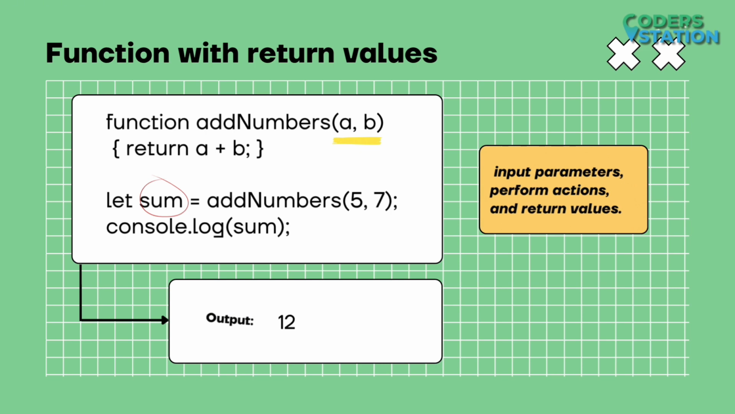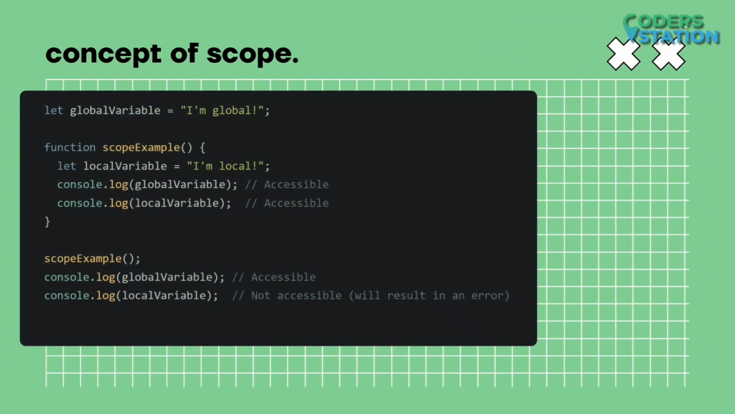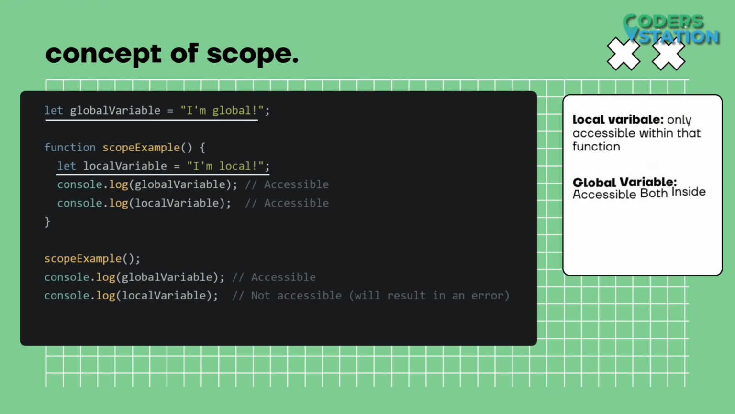Now let's explore the concept of scope, which we've already covered in the previous video. So variables declared inside a function are only accessible within that function. Exactly. This is known as the scope of a variable. Variables declared outside of any function have a global scope. It means it can be used anywhere in the code.